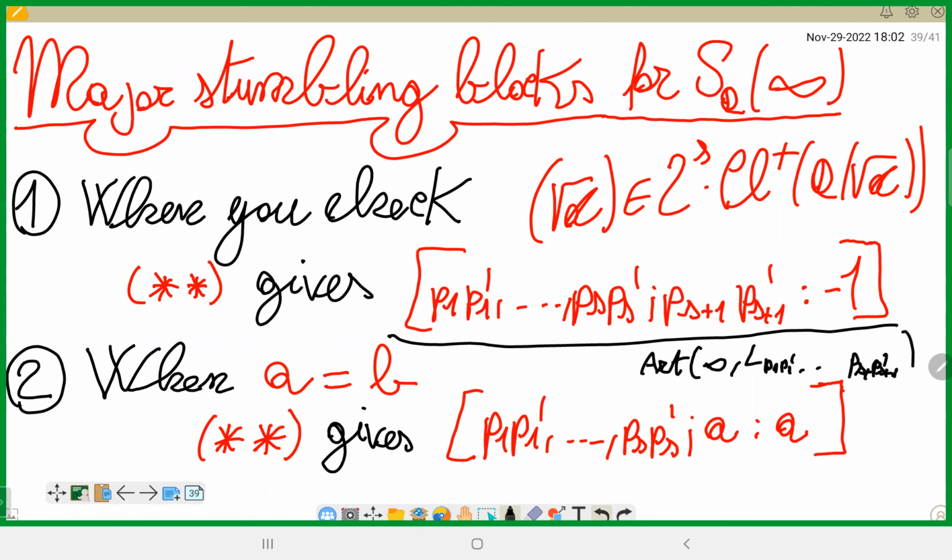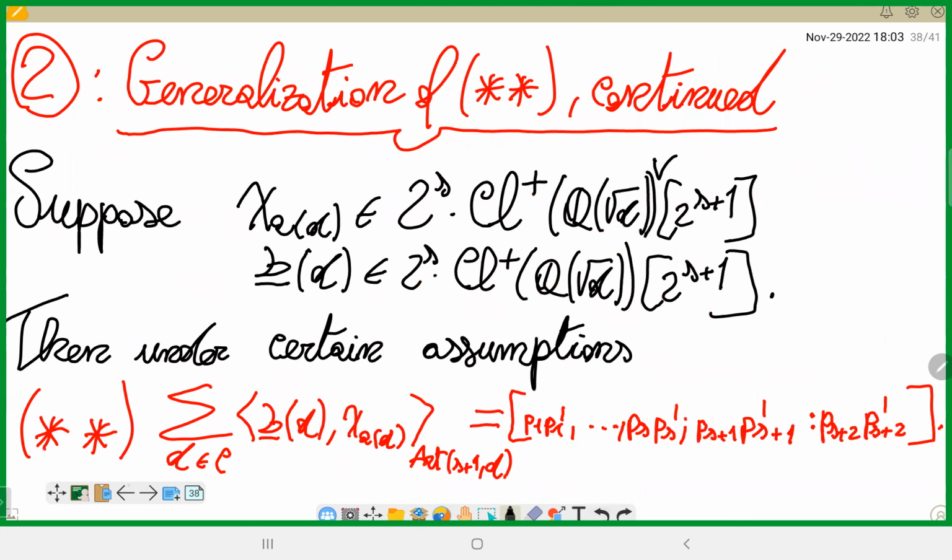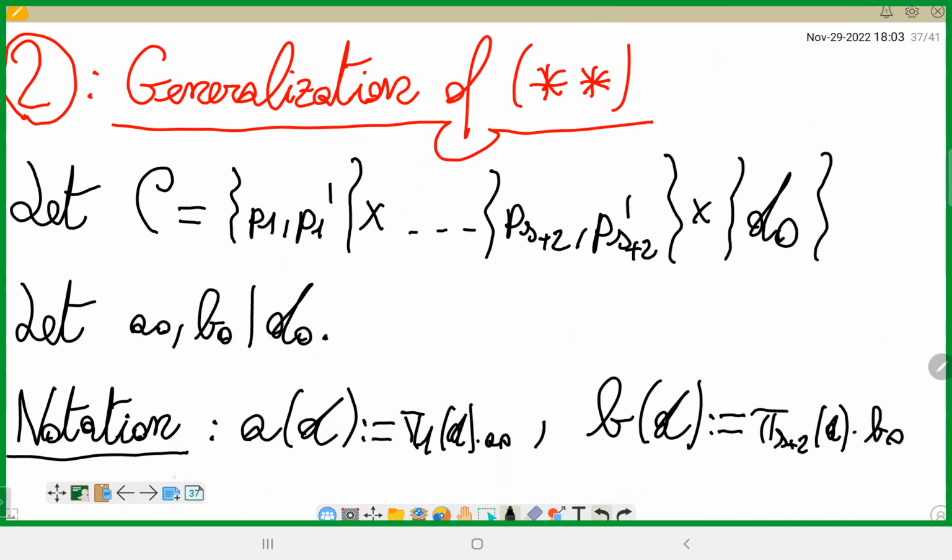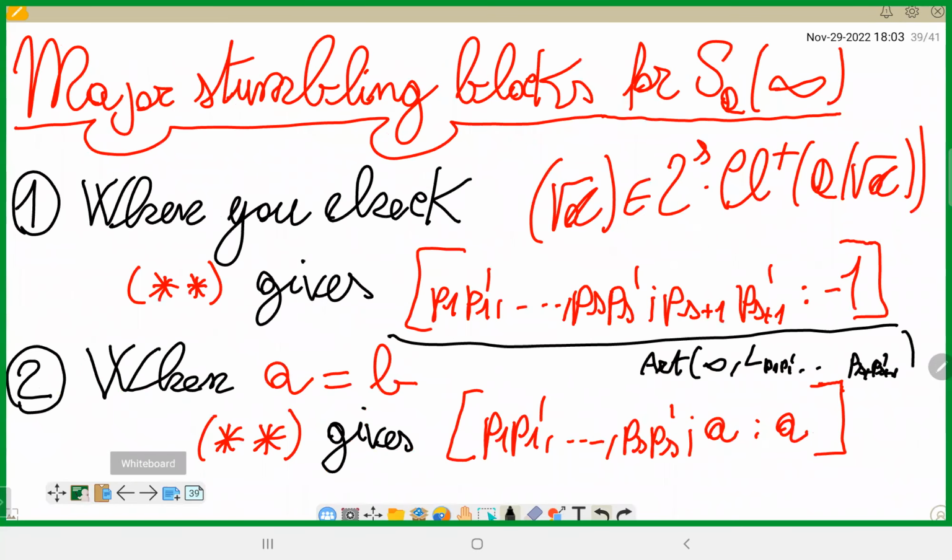And even worse, since you are in SQ infinity, when A is equal to B, which was prohibited in this setup, A here was quite different from B. A was supported here and B was supported here. When A is equal to B, then you get the Artin symbol of A in a field depending on A. So that's kind of a nightmare. That's not something you can apply any Chebotarev on, as it is.